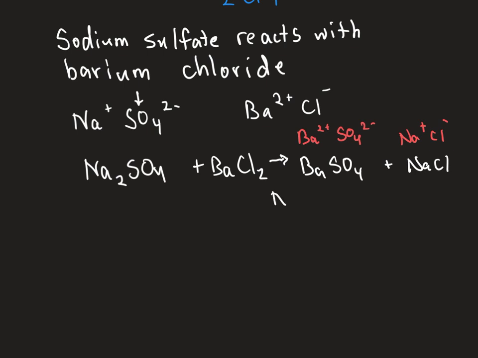So we're going to have sodium as one of our ions, sulfate as one of our ions, barium as an ion, and chlorine. We can do our atom count this way. We have 2 sodiums on the left, 1 on the right. I have 1 sulfate, 1 SO4 on the left, and 1 on the right. 1 barium on the left, 1 on the right, 2 chlorines on the left, and... oops, there's only 1 chlorine.